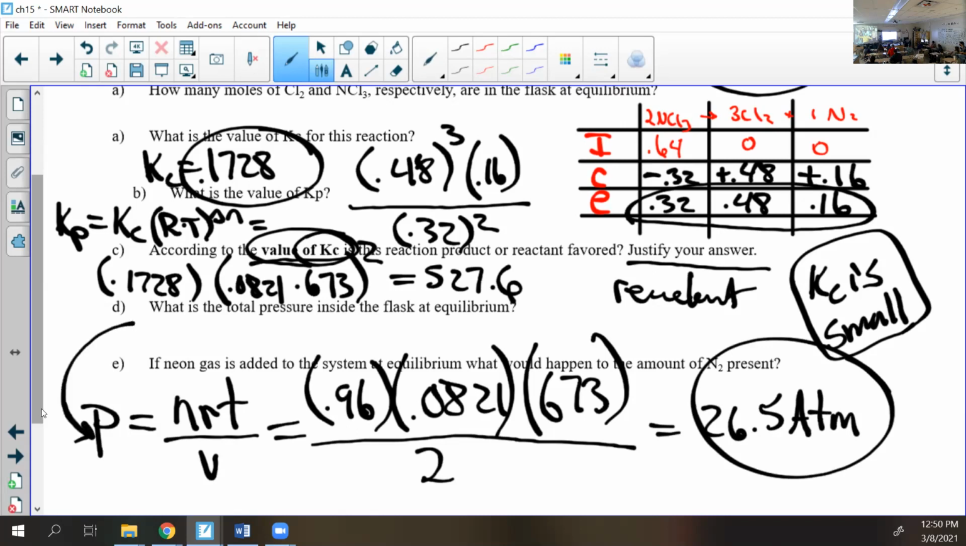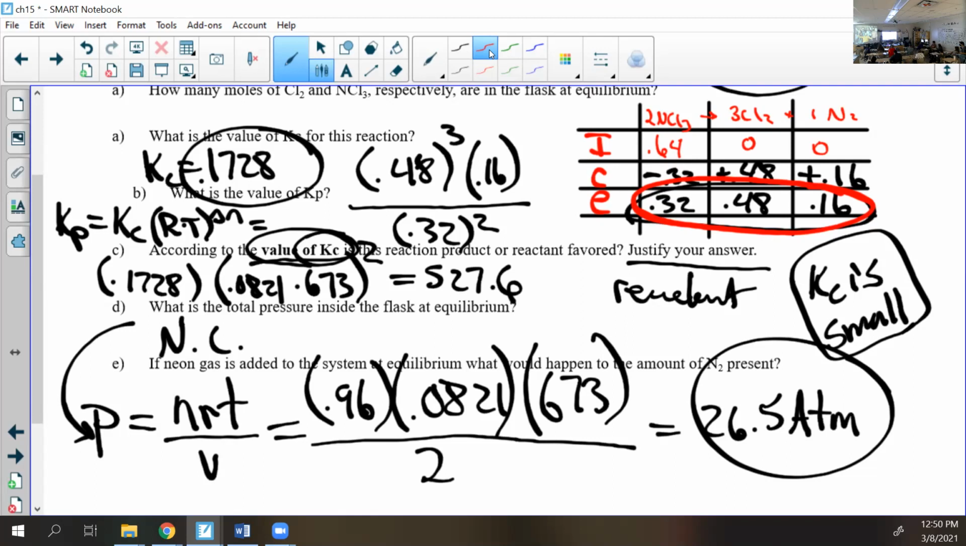Then if neon is added, what happens? No change because the total pressure changes, but the partial pressures don't. What we mean by partial pressures is we mean that these stay the same. They don't care about the amount of neon present. If you can do that problem, you can do the one on the test.